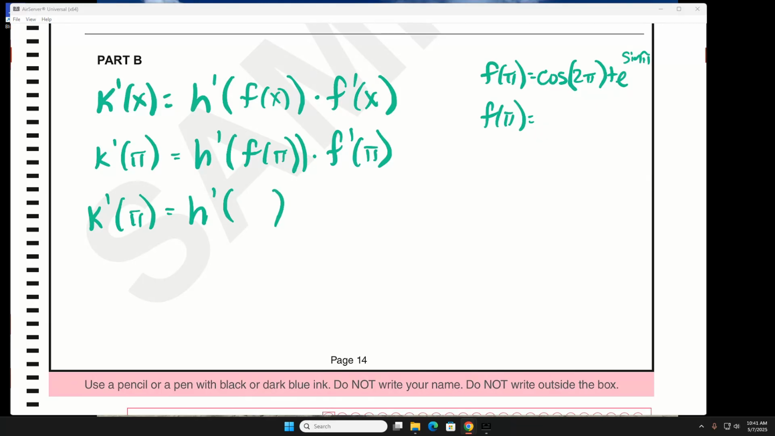And then the cosine of 2 pi is 1. And we already said the sine of pi is 0. So this ends up being 1 plus 1, or just 2.